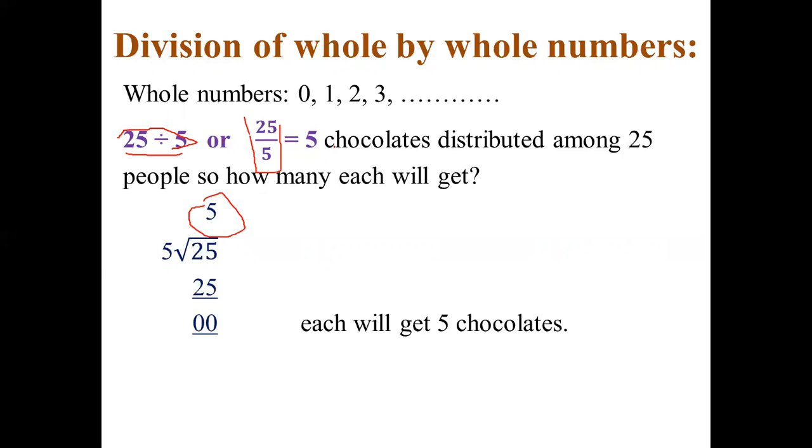So if I ask you, if 25 chocolates are equally distributed among 5 people, how many will each get? So the answer will be each will get 5 chocolates. So the fraction is not only in the form of numerator and denominator, the division is also represented by the fraction.